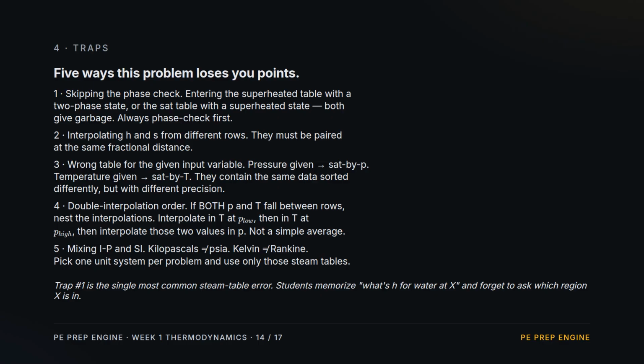Traps: 5 ways steam table problems lose points. 1. Always phase check first. The wrong table gives garbage. 2. Interpolate H and S together at the same fractional distance. They share one state. 3. Use the right table for the given variable. Pressure given, sat by P. Temperature given, sat by T. 4. Double interpolation. If both P and T fall between rows, nest them. T at the lower pressure, T at the higher. Then interpolate in pressure, not a simple average. 5. Don't mix unit systems. Kilopascals aren't PSIA, Kelvin aren't Rankine.